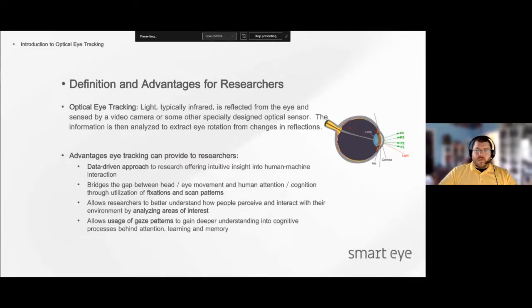Third, there's an old phrase that says, the eyes never lie. By tracking where a subject is looking, researchers can gain an understanding of how people perceive and interact with their environment. And lastly, by analyzing gaze patterns, researchers can gain a deeper sense in the processes of attention, learning, and memory.